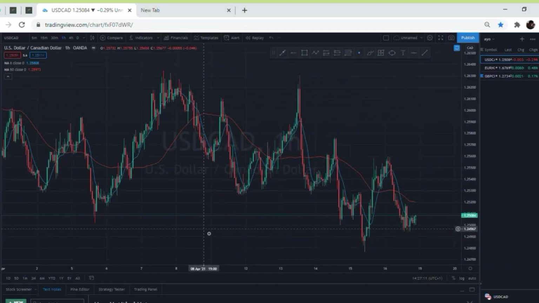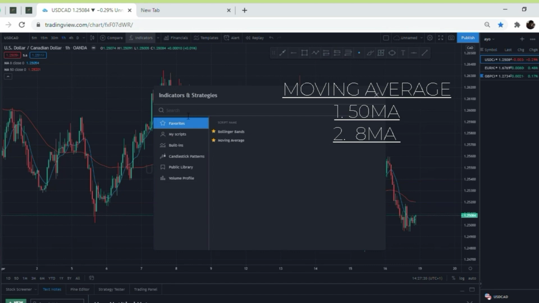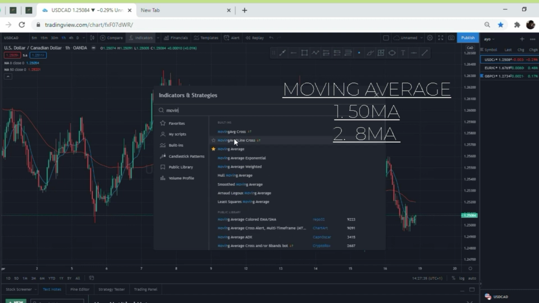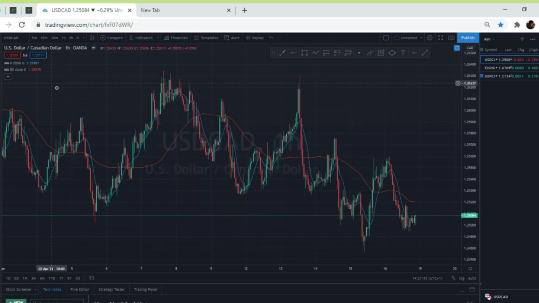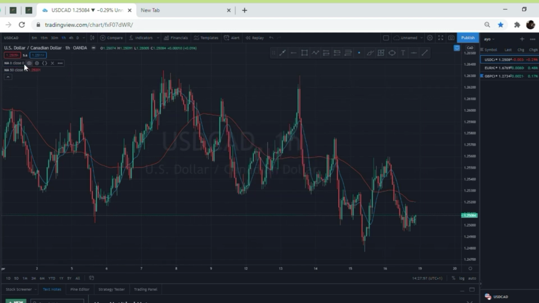So guys, the instrument you will need is 2 moving averages. One will be 50 and the other will be 8. You can just go to indicators, then write moving average. Click on it and it will appear here. Click on it again, it will appear again, making 2. Then click on settings and change this to 50. The color for the 50 will be red, or any bearish color you use.